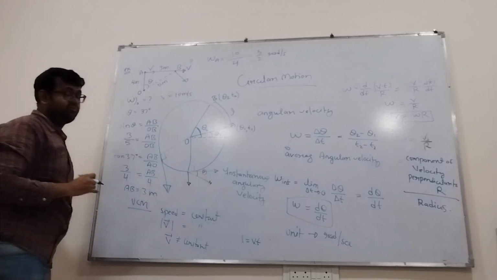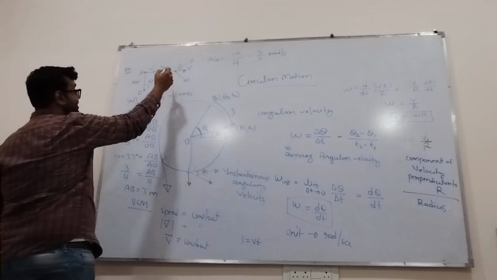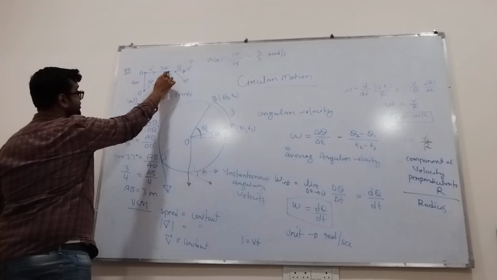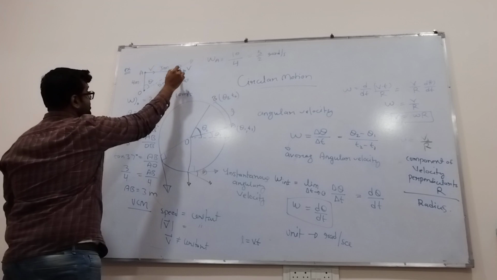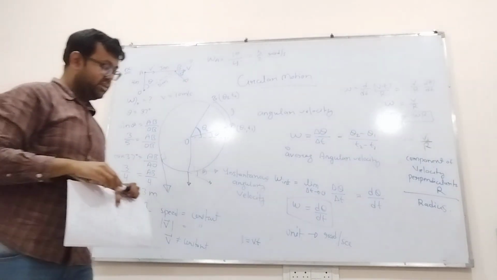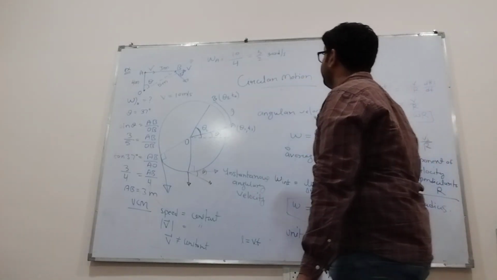So we have to find the component of the velocity. So first we have to find out the angle. So it is theta, so it is 90 degree, it will become 90 minus theta. It is 90 degree, so it will become theta. So the component of the velocity that is perpendicular to OB will be V cos theta.